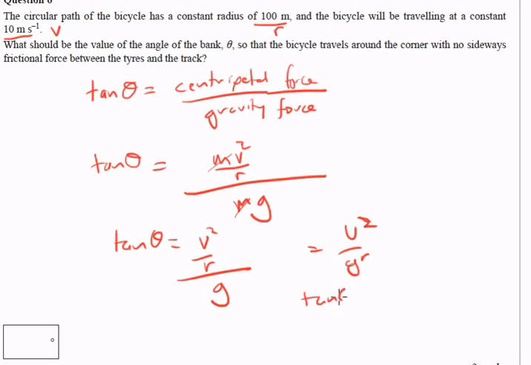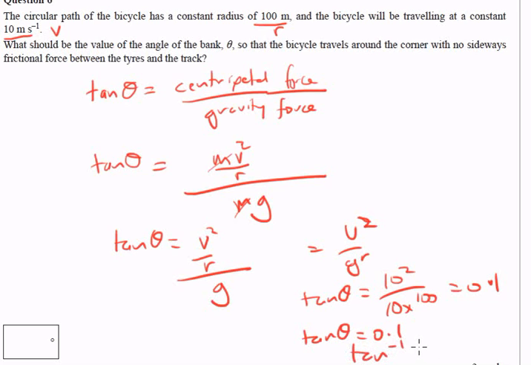And put the numbers in. Tan theta therefore equals, v was 10 squared, over g is equal to 10, and r is equal to 100. 10 squared is 100, divided by 1000 equals 0.1. So tan theta equals 0.1. We take the inverse of that, tan negative 1 of 0.1. The answer that gives is 5.7 degrees.